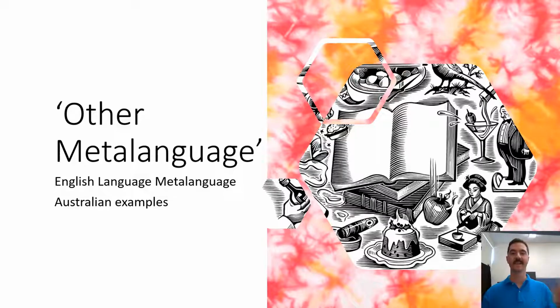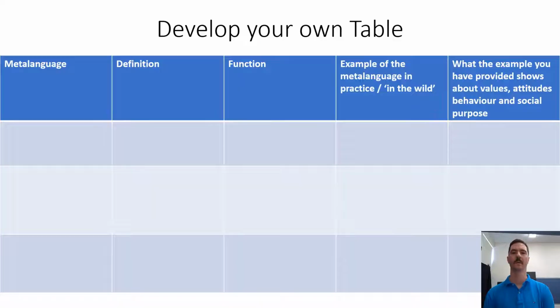Okay, so there's other meta-language, which means it hasn't been acronymized and it's not necessarily tied to a system. What you're going to do is develop your entire table, with slightly different columns. We've got meta-language, definition, function, example, and in practice, the more in the wild this can be, the better, because of course then you can use it in your section C essays. The last column is what the example you have provided shows about values, attitudes, behaviors, and social purpose. So you'll see what I mean, but for examples of jargon, you'll give gamer language like leet, and then finally what that says about the group membership.